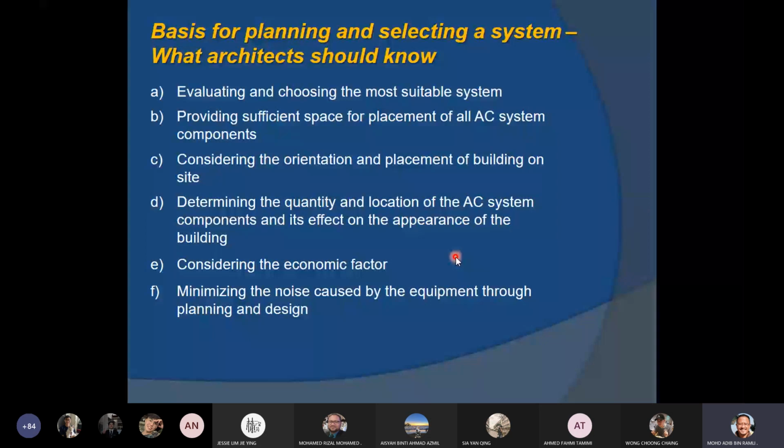E, considering the economic factor. Okay, depending on the client budget, what is the most suitable system, air conditioning system. And F is minimizing the noise caused by the equipment through planning and design.